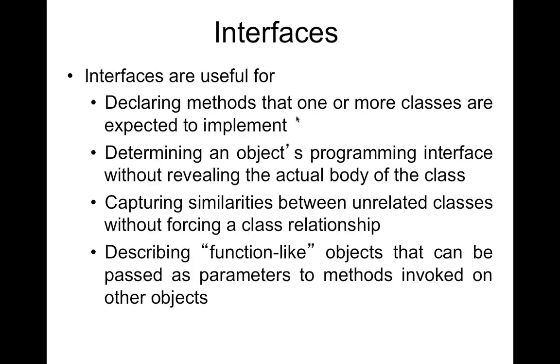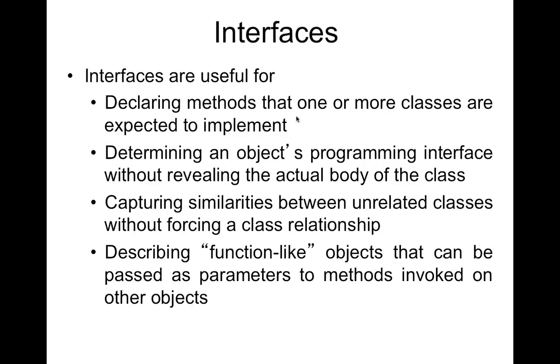Interfaces are useful for declaring methods that one or more classes are expected to implement, determining an object's programming interface without revealing the actual body of the class. That means actual behavior is implemented by somebody else. Capturing similarities between unrelated classes, okay, without forcing a class relationship. This is what I was talking about. Tape recorder is there, radio is there. These two are unrelated, but we can club them together as two in one by creating a class which implements radio and implements a tape recorder. So we got a two in one by combining those, and there is no relationship between those two. Okay.